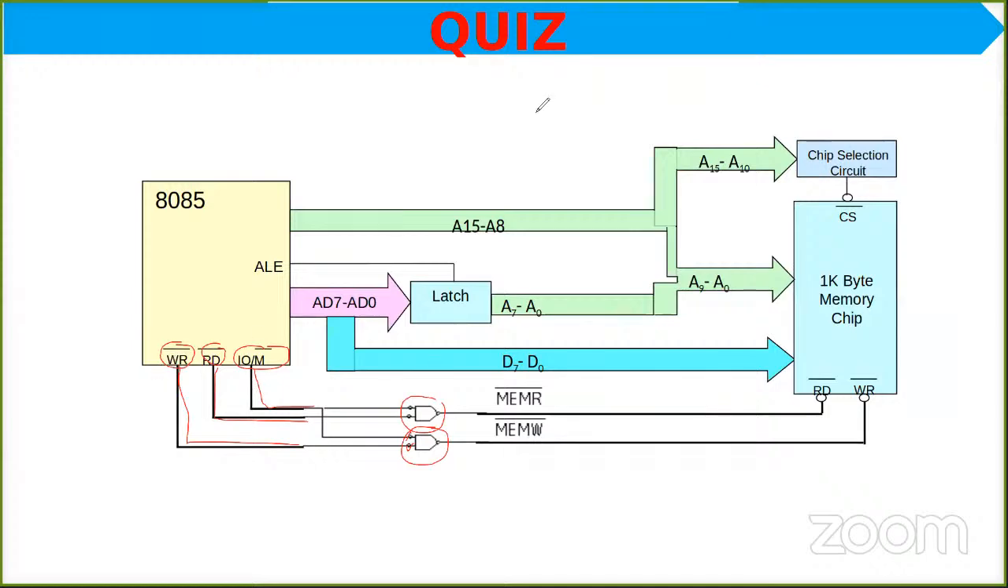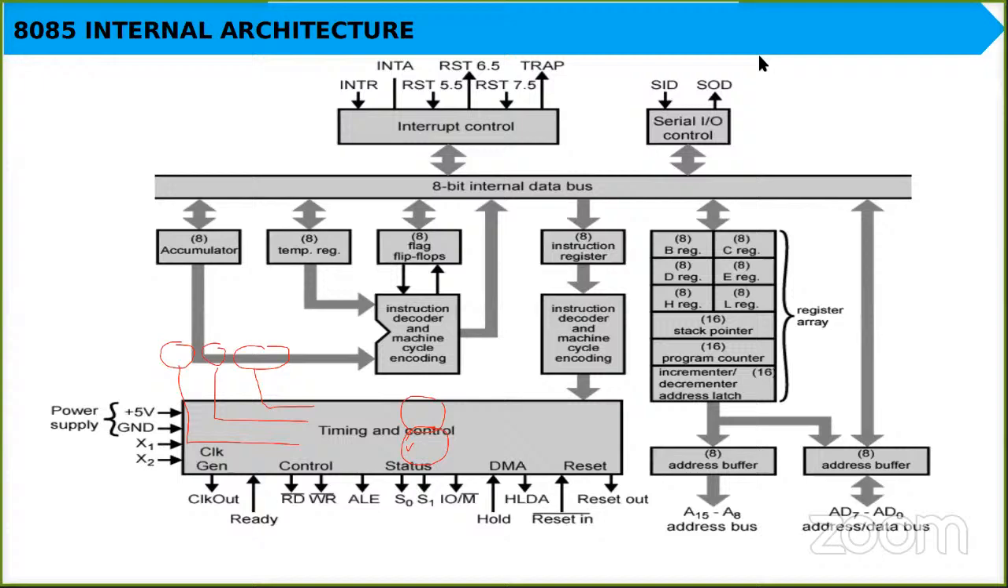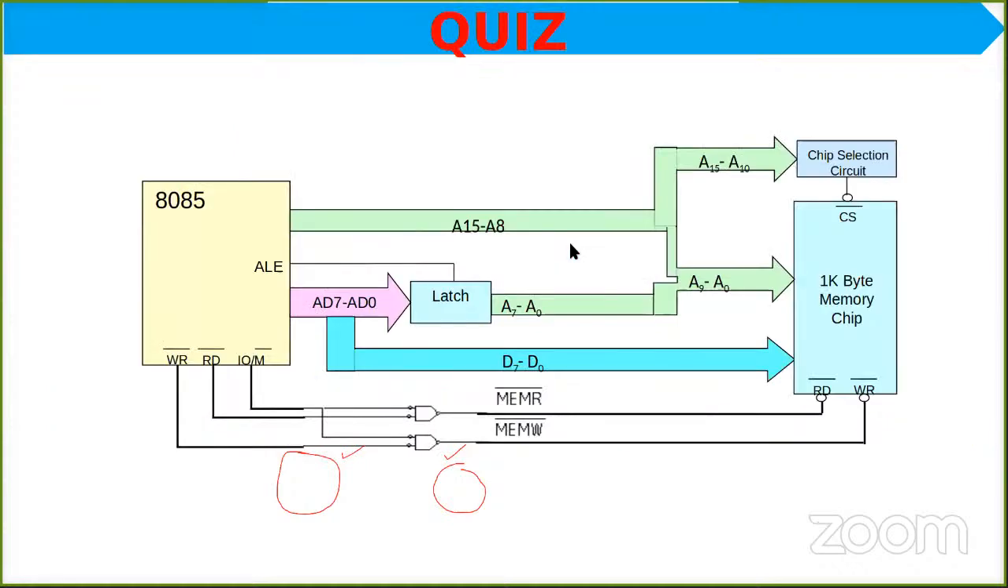All right. So if I go back to the architecture, you will find that these are the lines. Okay, IO by M bar, RD bar, and WR bar. So these 3 lines as such, they control whether I should read the data from the memory or I should write data to the memory. Right. So all these things are happening as such, and it is we who need to control this thing.